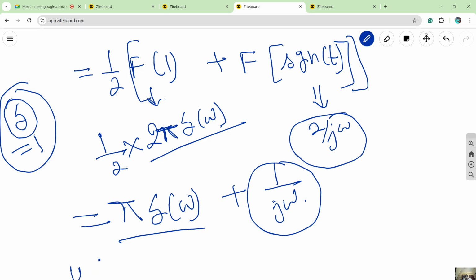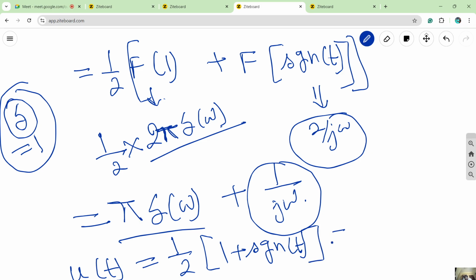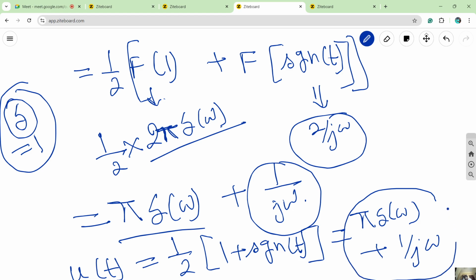So u of t, that is actually half of 1 plus signum t, has a representation of pi del omega plus 1 by j omega, from the linearity property of Fourier transforms.